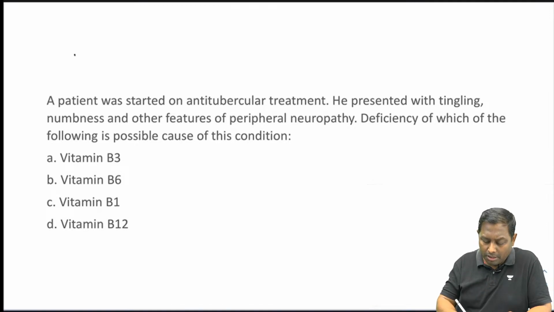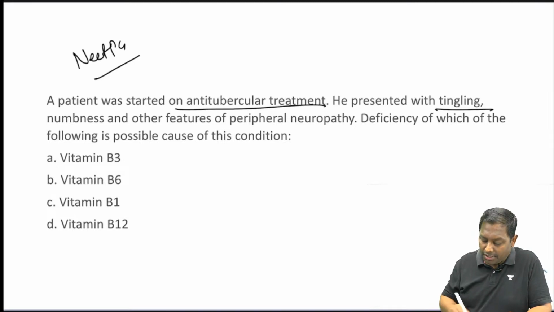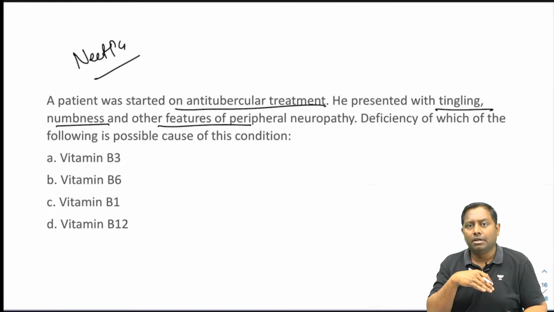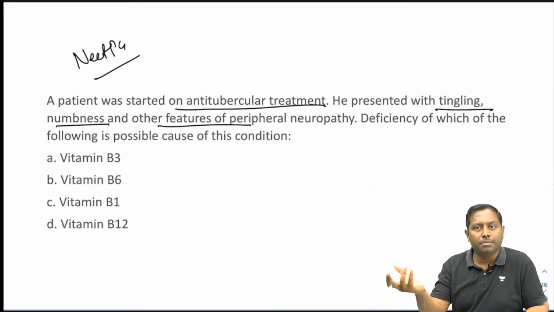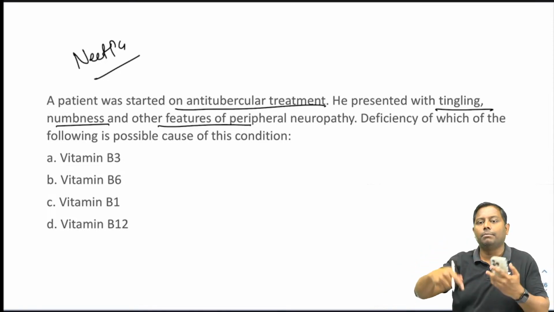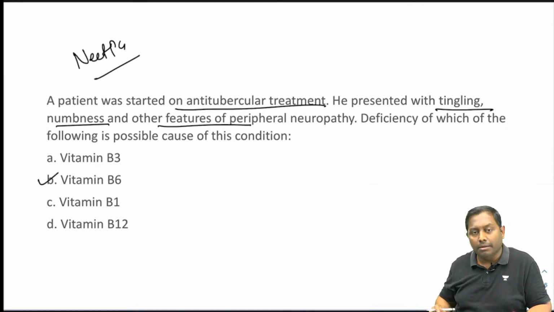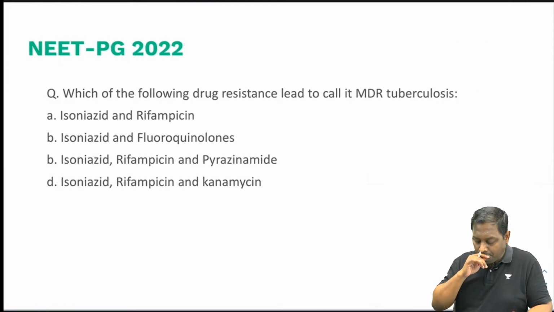Very simple question. This is one of the recent NEET PG questions. Patient was started on ATT drug. He is having tingling. So can you not do this? I mean, this question has been asked in the past. The same questions are being asked. Which drug is going to cause peripheral neuropathy? Same first line drug, one line question, they have made it in the form of a case. So now you know peripheral neuropathy can present with tingling sensation, numbness, right? Peripheral neuropathy. So deficiency of which of the following? Vitamin B6. As simple as that.